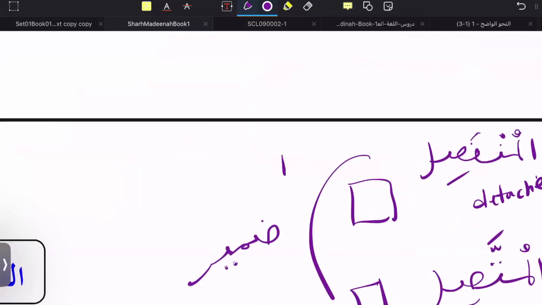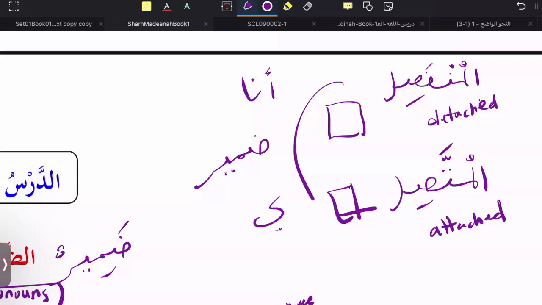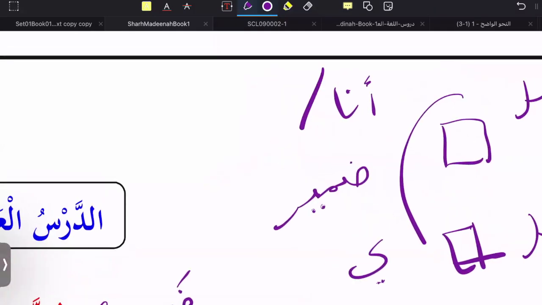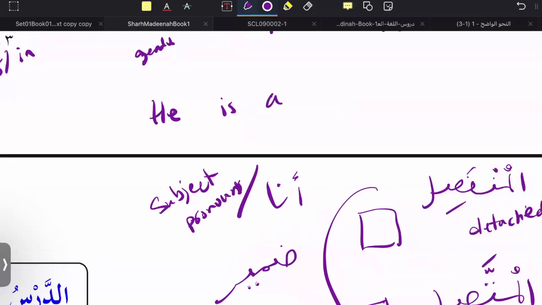So for example, when we say ana, this would be separate. And we'll learn that we also have pronouns that are connected. This is something that inshallah we will learn even more as we go on, but also try to keep this point in your mind that we have a pronoun that is connected and a pronoun that is disconnected. Now the pronoun that is disconnected or detached is your subject pronoun. So these pronouns will always be the subject. For example, you say, he is a boy. So he is a subject in English, right? So this he is detached in Arabic. So we call it a subject pronoun.